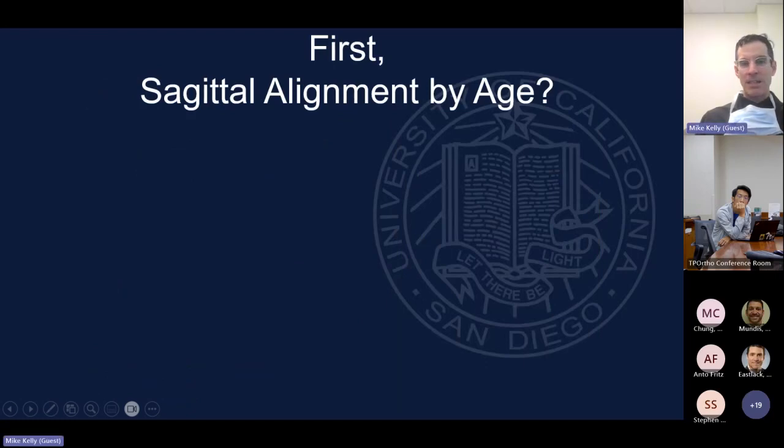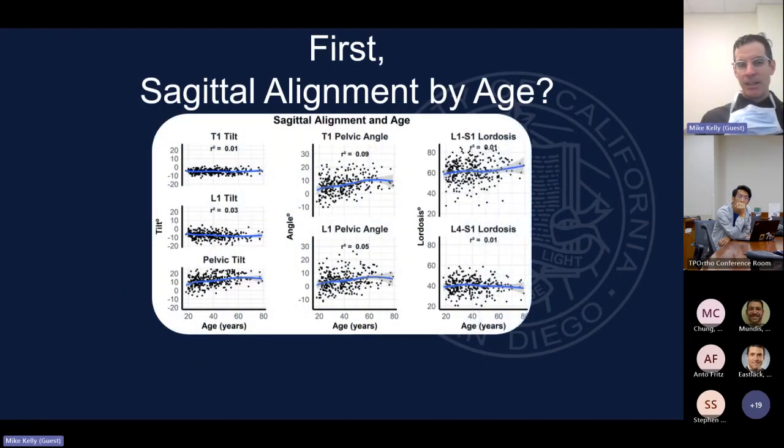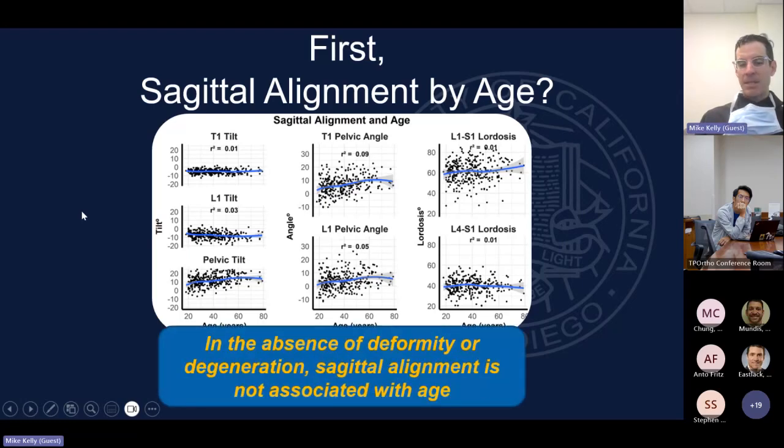So I told you, sagittal alignment by age. Look at these flat lines, right? This is age on the x-axis, and your L1 pelvic angle, lumbar lordosis, pelvic tilt. In the absence of deformity or degeneration, sagittal plane alignment is not associated with age. What that tells you is that age-adjusted alignment targets are deformity-adjusted, degeneration-adjusted alignment targets, which seems very crazy to me.